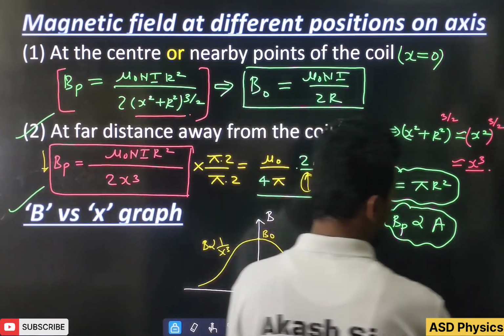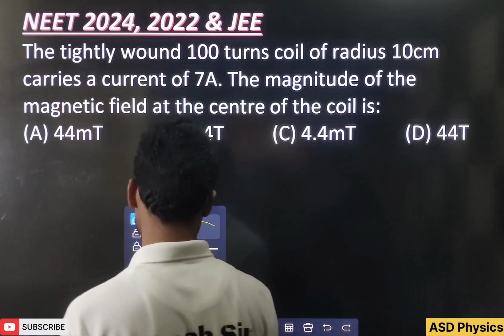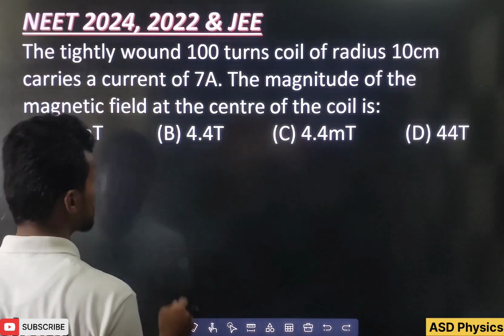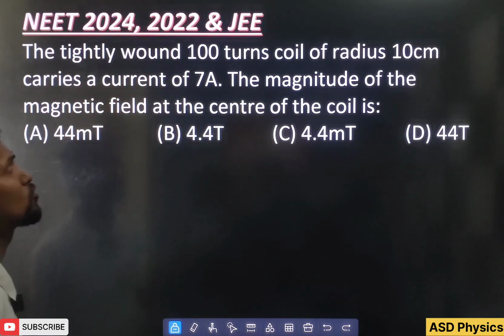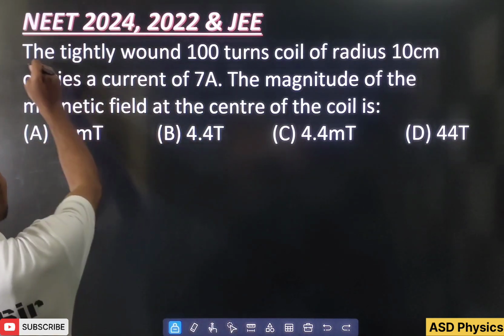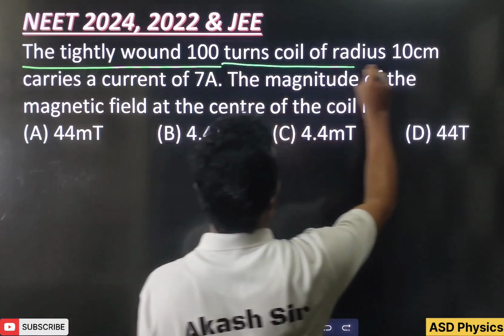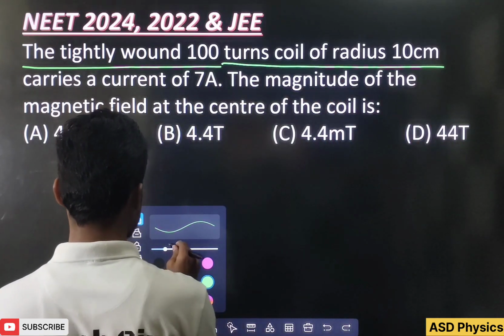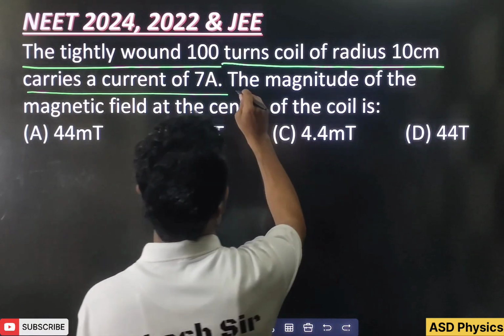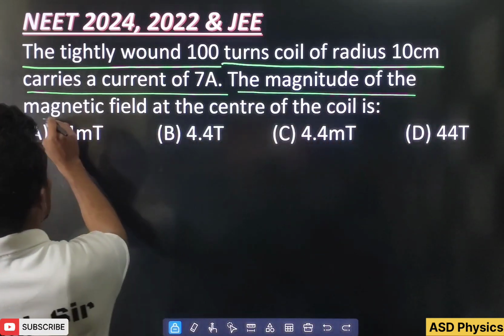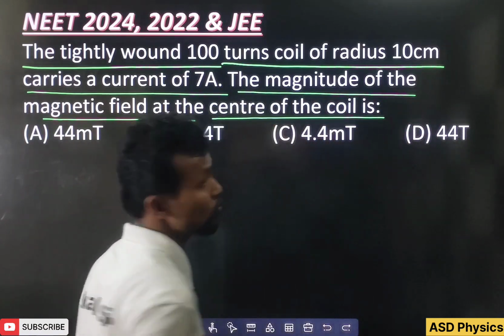Great. Now, students, after that, we are going to solve here the questions. So, see what is the question. The question came in NEET 2024. Even the same question came in NEET 2022 also. So, see here. A tightly wound 100-turn coil of radius 10 cm carries a current of 7 ampere. The magnitude of magnetic field at the center of the coil is how much here?